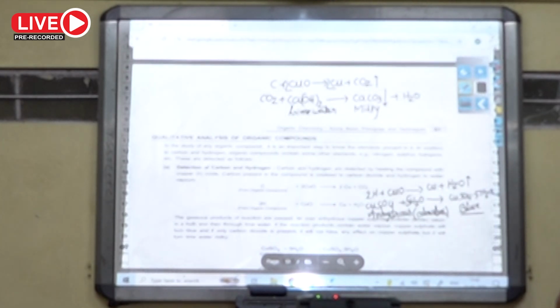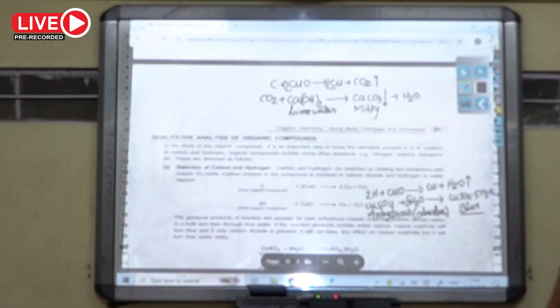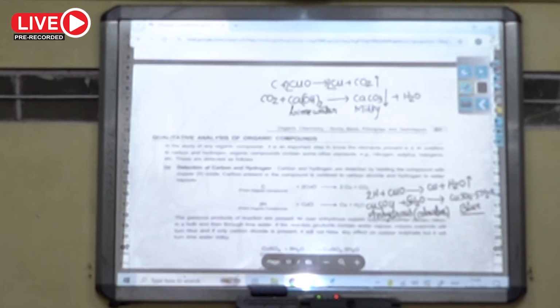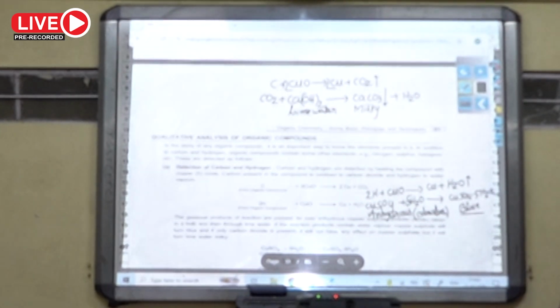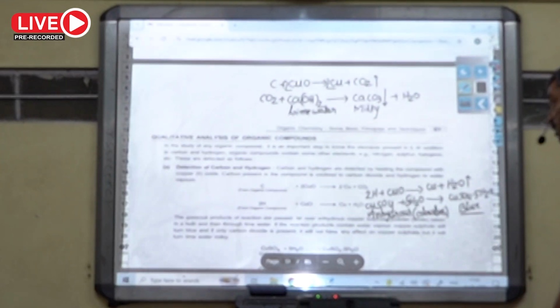So carbon and hydrogen, how are they detected? By heating with cupric oxide. Carbon is converted into carbon dioxide, hydrogen is converted into water vapor. How can you recognize the water vapor? By absorbing in anhydrous cupric sulfate, which is colorless. When the colorless cupric sulfate turns blue due to the formation of the pentahydrate, then you say water molecules are there, so the sample contains hydrogen.